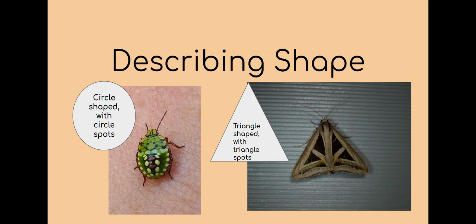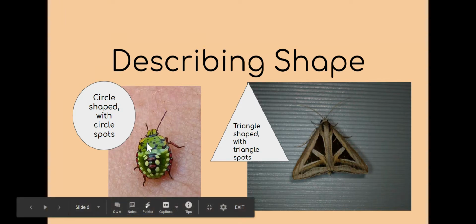When scientists are describing the shape, they might say, like this insect is shaped as a circle with circle spots. They might even describe the colors. They might describe this moth as triangle shaped with triangle spots or triangle decorations on them.